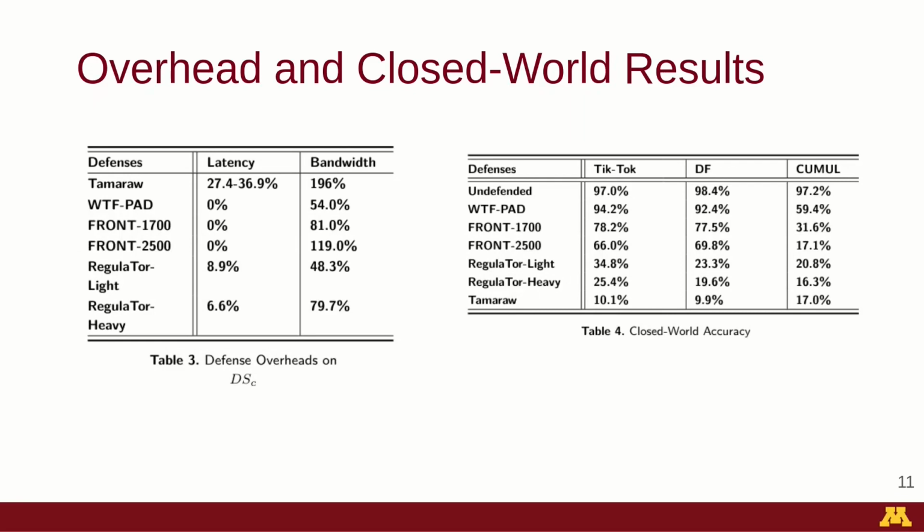And then Regulator-light has some latency at 8.9%, but fairly moderate bandwidth. It does very well against Tik-Tok and Deep Fingerprinting, getting Tik-Tok down to about 35% and Deep Fingerprinting down to 23%. And then Regulator-heavy further extends this lead, though it has somewhat higher bandwidth. It gets Tik-Tok down to a 25% accuracy and Deep Fingerprinting down to about 20% accuracy.